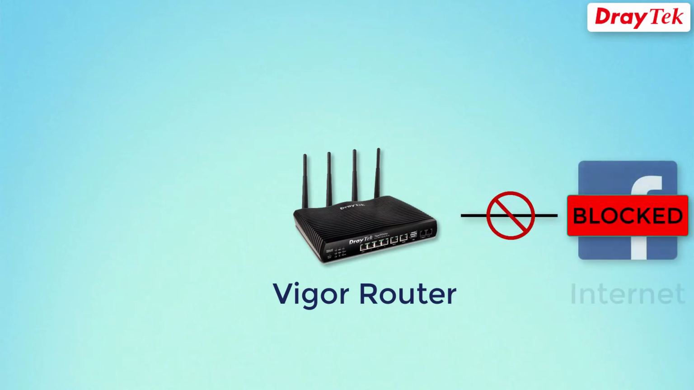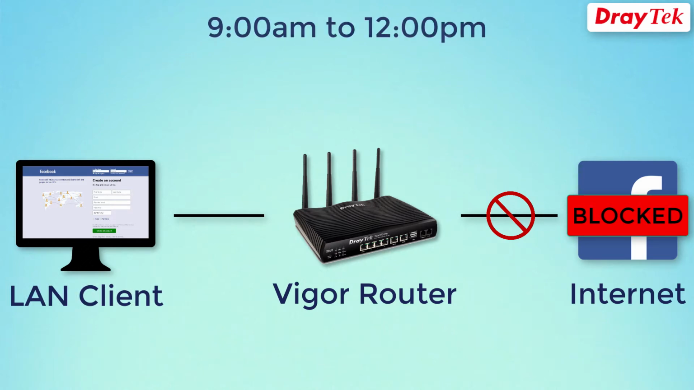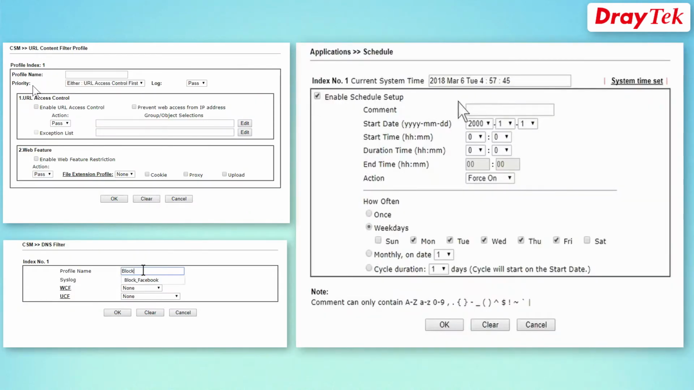In this video, we will show you how to configure the DrayTek Vigor Router firewall to block access to Facebook and the Facebook app during working hours, such as from 9 a.m. to 12 noon and from 1 p.m. to 6 p.m. To achieve this, we will use the URL filter, DNS filter, and the scheduled function in the firewall configuration. So let us begin.